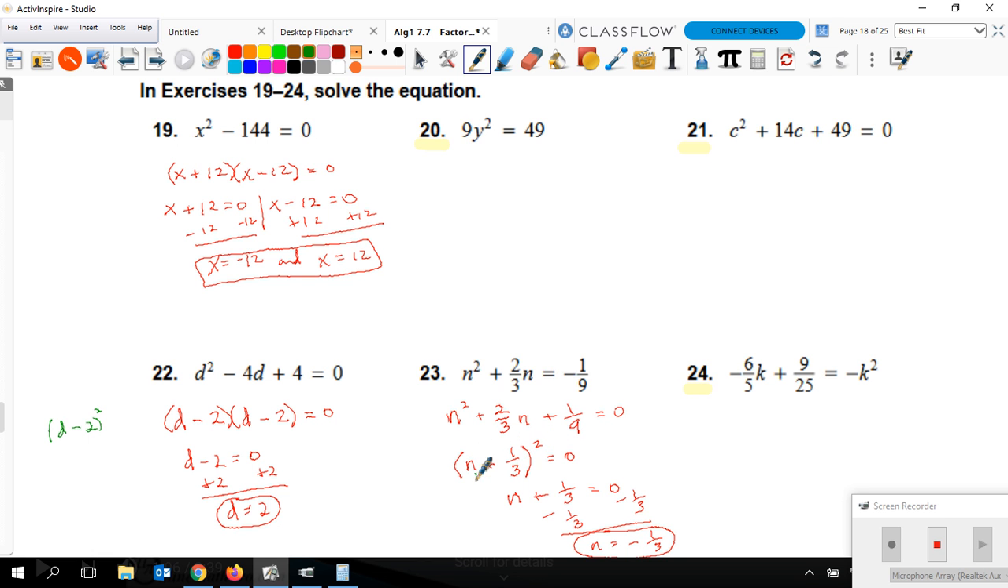And so since we just have that one binomial, we're just going to subtract the 1/3 from both sides. And so we get a negative 1/3 answer for n. So n is equal to just negative 1/3, only one answer.